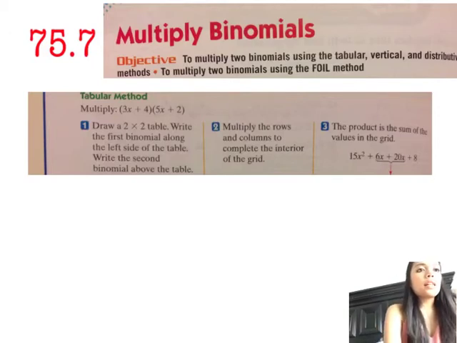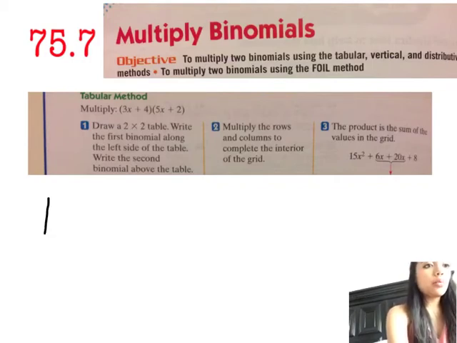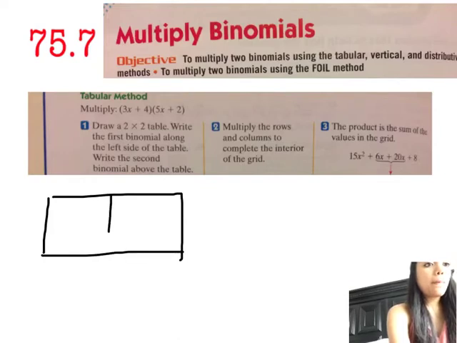So it says multiply 3x plus 4 times 5x plus 2. The first thing you need to do is draw a 2 by 2 table. So I'm going to draw a 2 by 2 table. And then it says, write the first binomial along the left side of the table. Write the second binomial above the table.